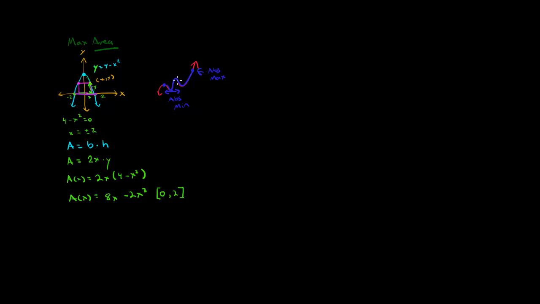And so that's basically the logic that I'm going to employ here, right? So I have my endpoints, so that's good. And I can get my critical points. And how do I get critical points? I'm going to go ahead and take the derivative and see where it's 0 or undefined.